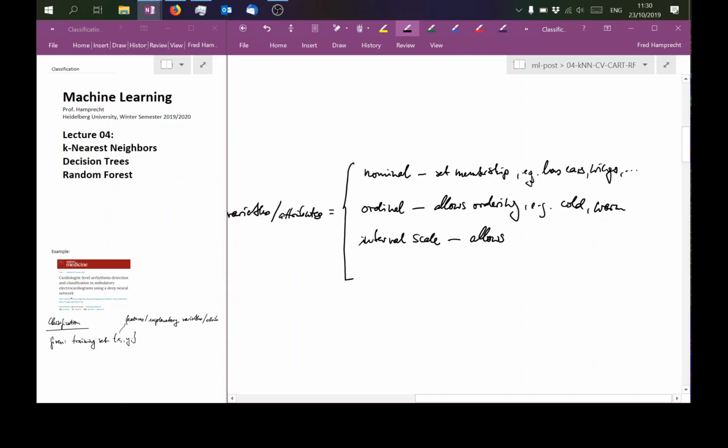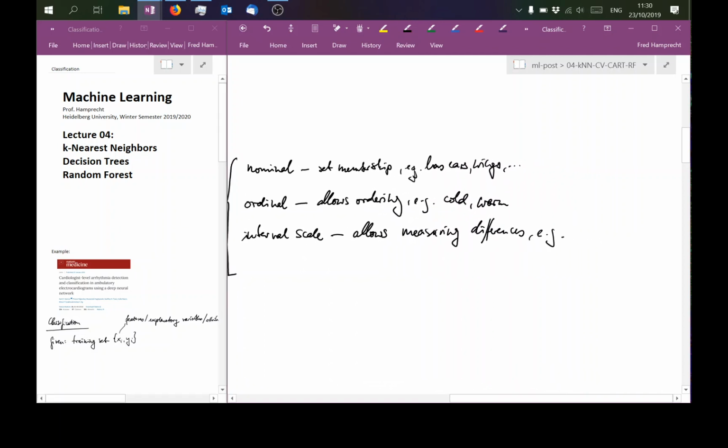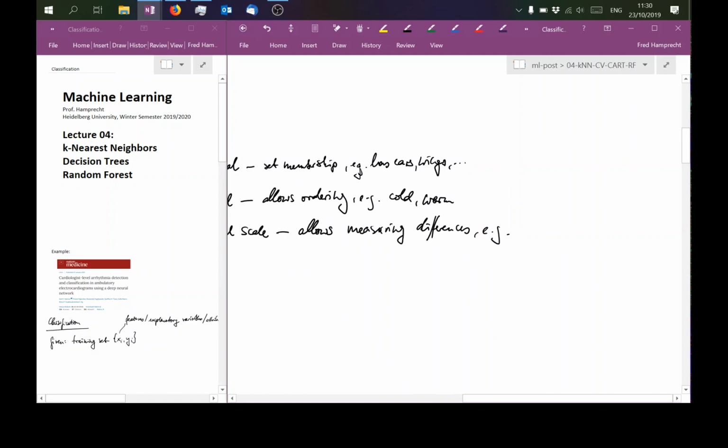If we have features given on the interval scale, we can measure differences. And in this temperature example, this would be numbers on the centigrade scale.